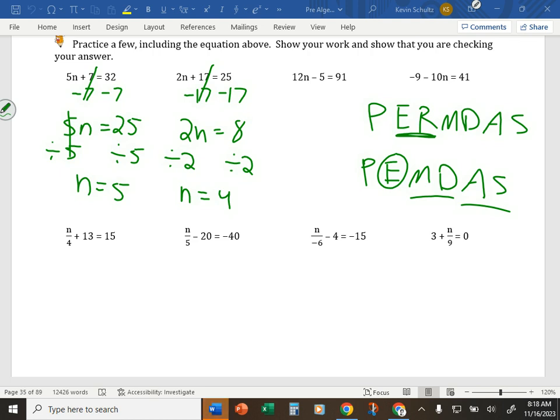Okay? Just like the previous one, you can check this. If you plug 4 back into the equation, does 2 times 4 plus 17 equal 25? And the answer is, of course, yes.